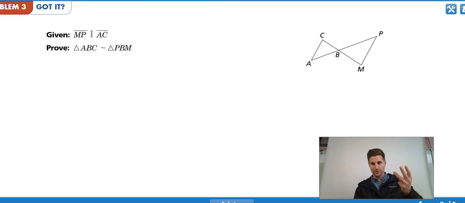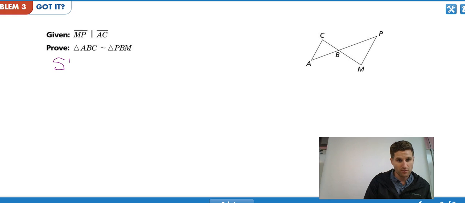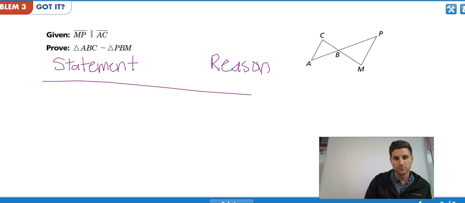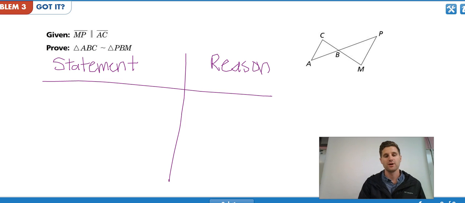Okay, so this is our third problem now. We're going to actually do a proof to see if these triangles are similar. So we're going to go ahead and do that. Remember, we always start with a statement, and then we go after our reason. Okay, so here we go. So first, let's go ahead and take an approach to our strategy.